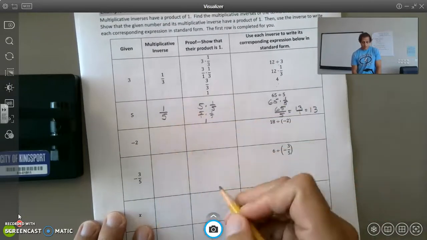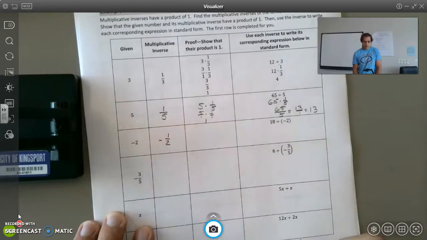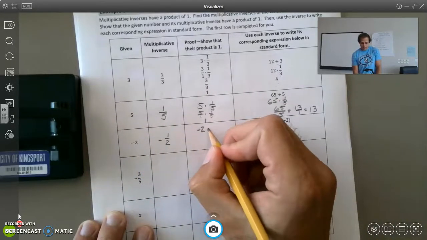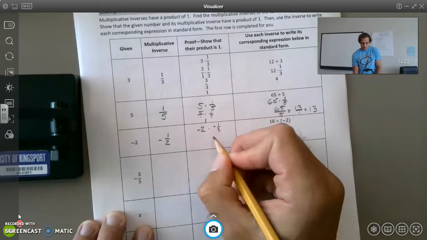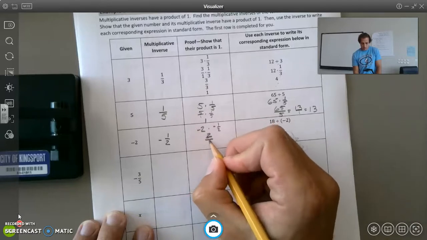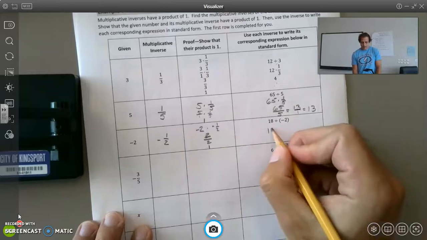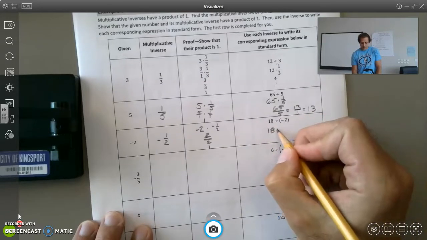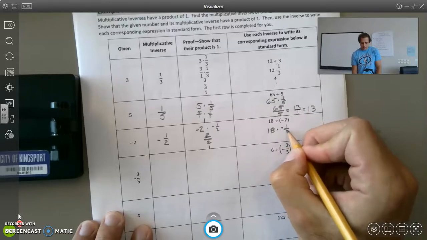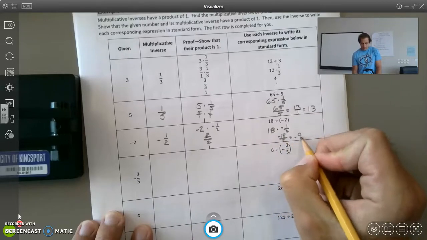Okay? -2. The multiplicative inverse of -2 would be -1/2, because -2 is -2 over 1. So -2 times -1/2 would be, excuse me, it would just be 2 over 2, and that would be 1. We can see this used by saying 18 times -1/2 is -18 over 2, which is equivalent to -9.